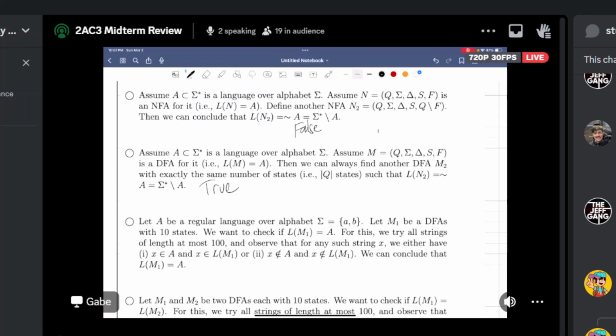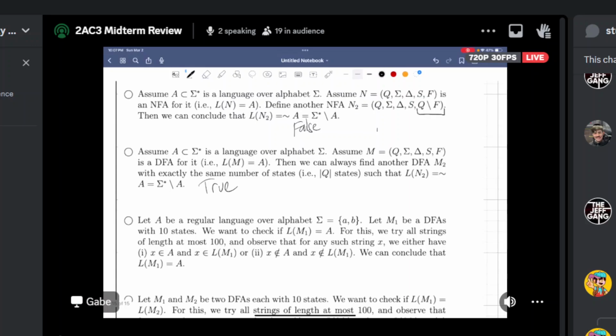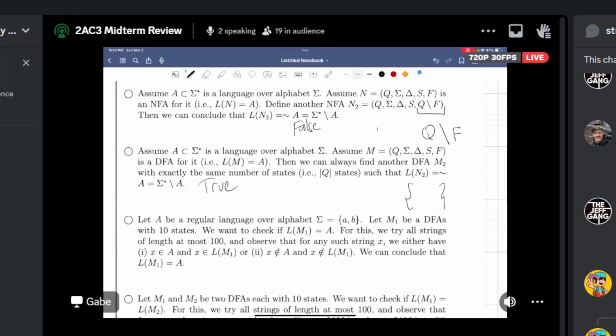Yeah. So the key here is just DFA, and the reason the previous one is false is because it's an NFA. This notation isn't widely used, but Q minus F is like saying the set Q minus everything that's in F. This is called set difference. So now the final states become everything that wasn't final and vice versa.